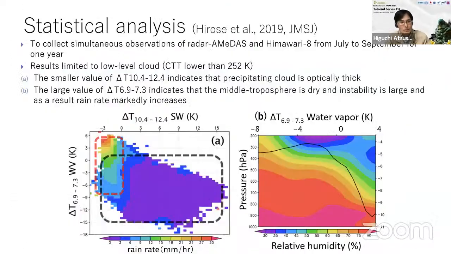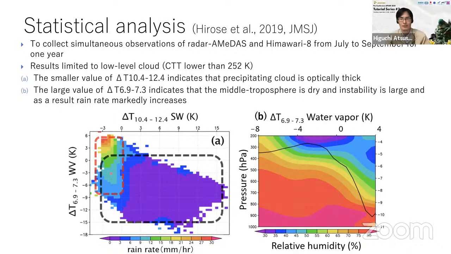Yeah, such things can be presented with the water vapor channel differences and the thermal infrared band differences. This delta TBB between 10.4 and 12.4 gives the cloud optical thickness parameters. Here, and here is also the relatively high rain rate amount that can be estimated.